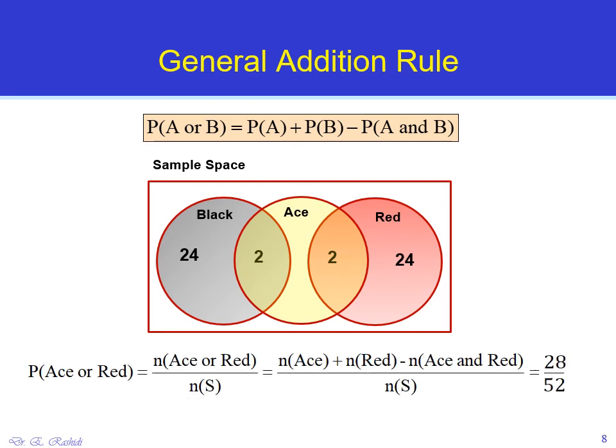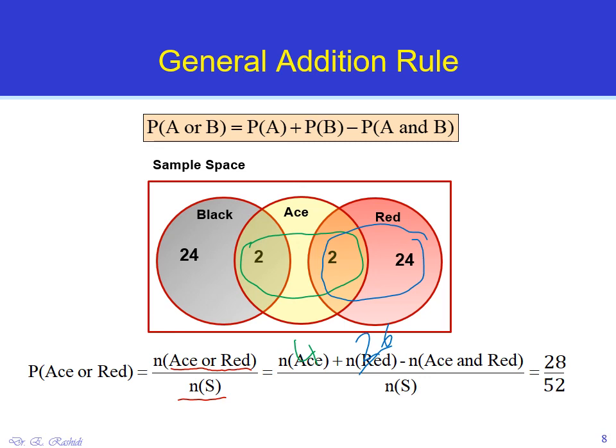So we can use the formula that we learned before for the probability of event A, which would be the number of A's happening divided by the total number of ways that the sample size can happen. So that would be the number of A's or red divided by the number of S. How can we find the number of A's or red? The number of A's would be 4. The number of red would be 24 plus 2. So that would be 26.